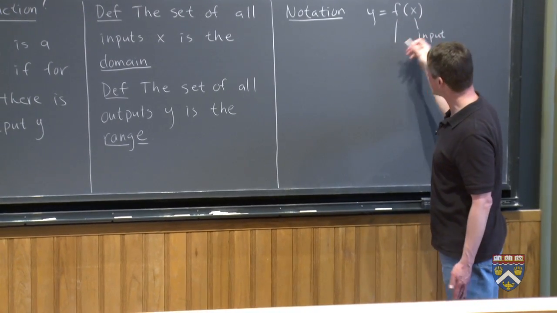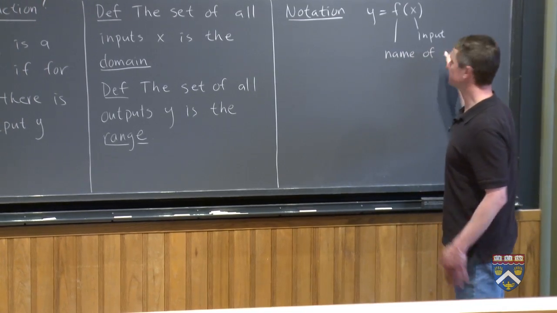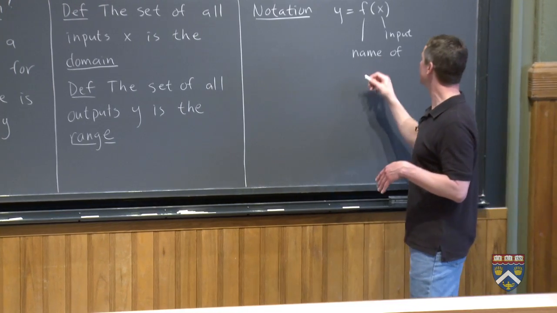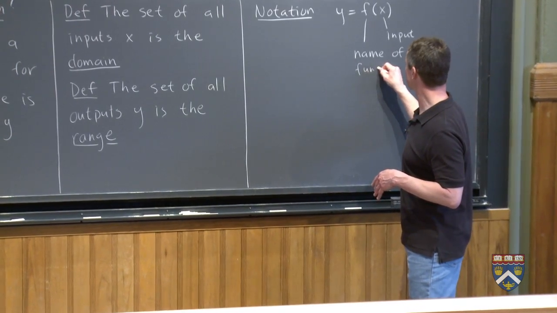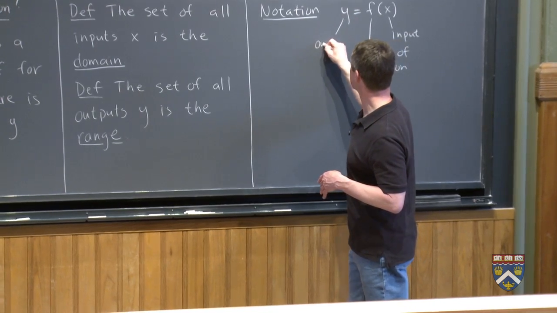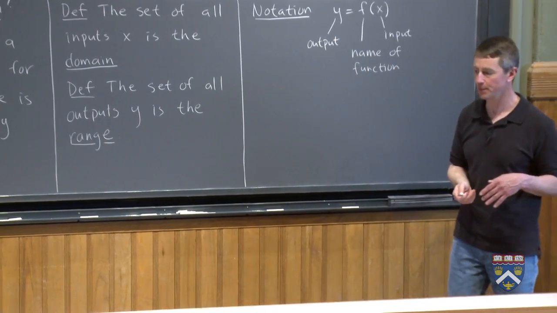The f is the name of the function. So here, of course, we're just calling it f as a generic example, but the name might be something like sin to stand for sine. So the name of the function. And then, of course, the y is what comes out of the function.